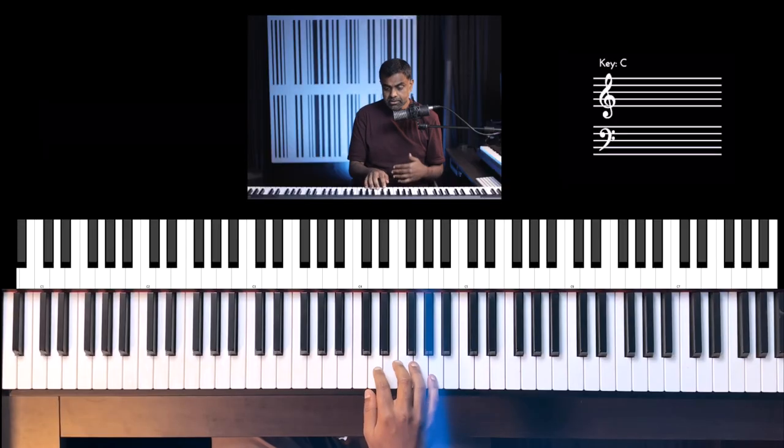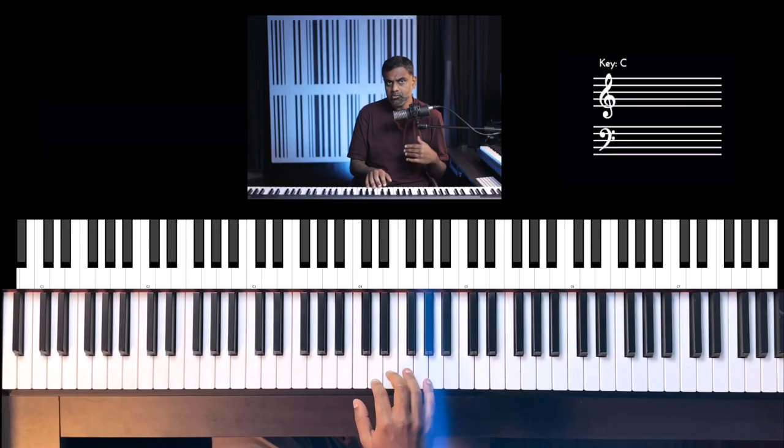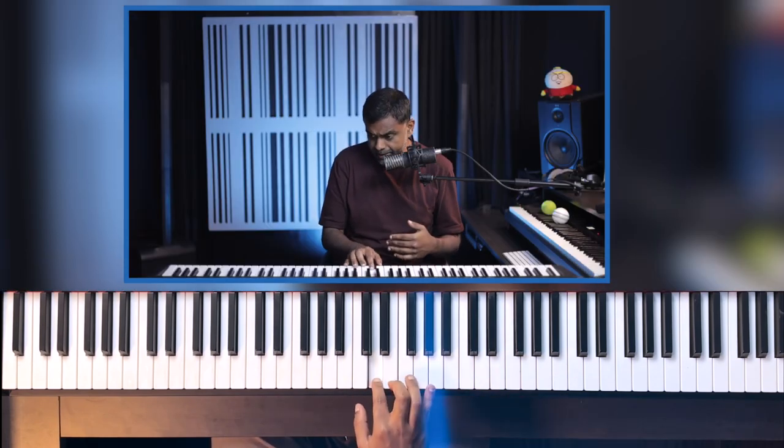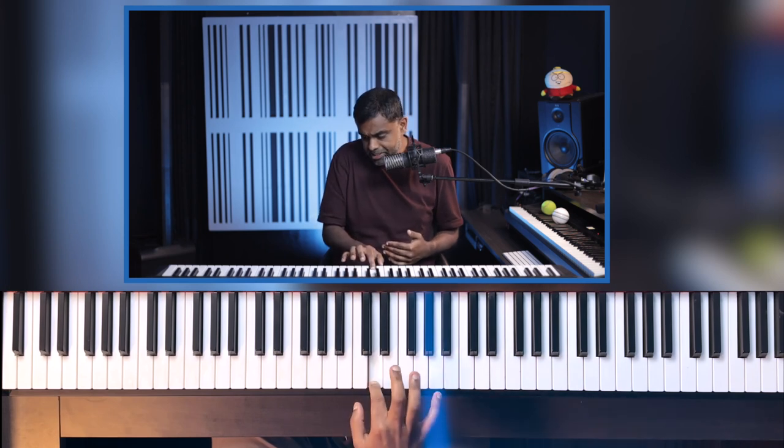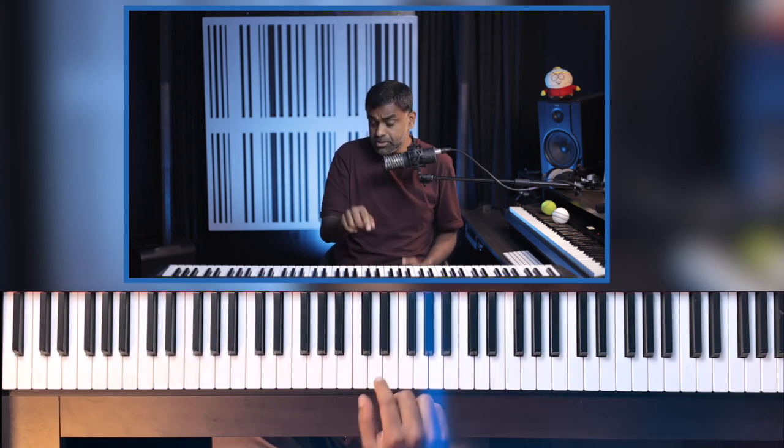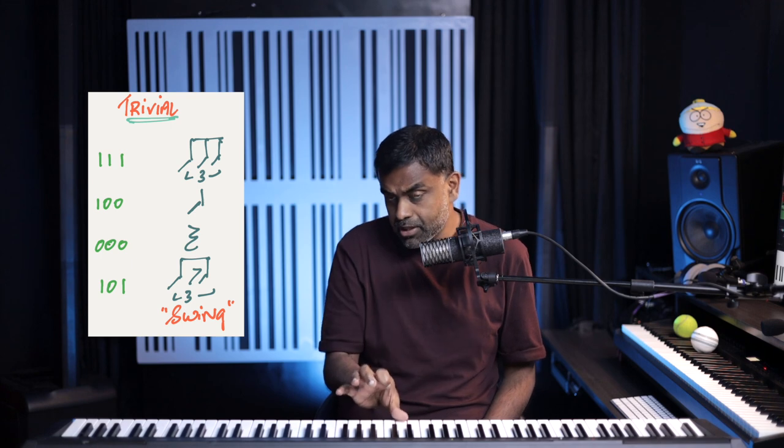So that'll go 1 triplet 2 1 and a. So if you count 1 and a 2 and a 3 and a 4 and a 1 and a 2 and a 3 and a 4 and a, so 1 and a. So you're not hitting the and.